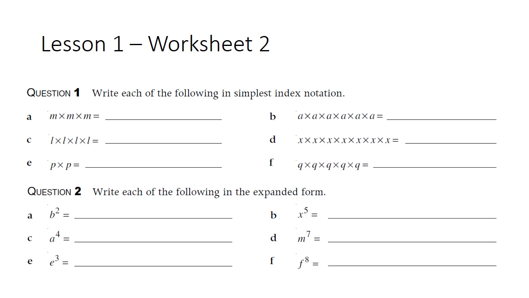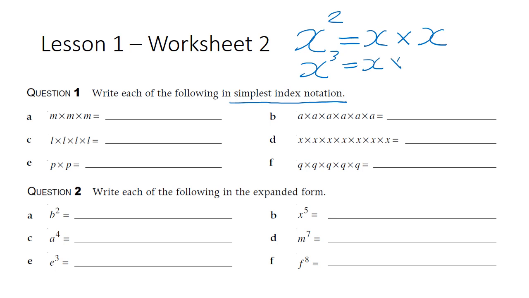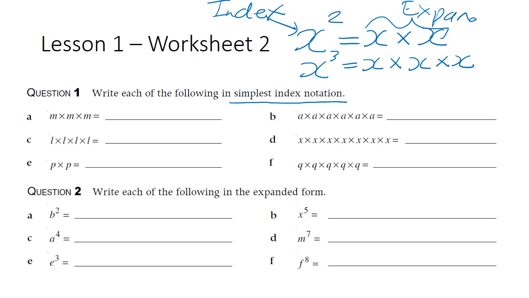The question is asking you to write the following in the simplest index notation, or another word is index form. Remember, x squared is x times x. X cubed is x times x times x, right? This is called the index form. This is called the expanded form. Alright, so let's look at 1a.